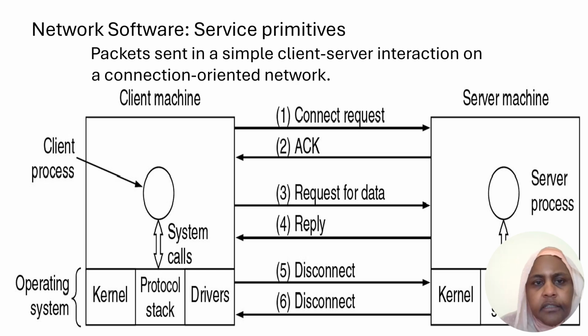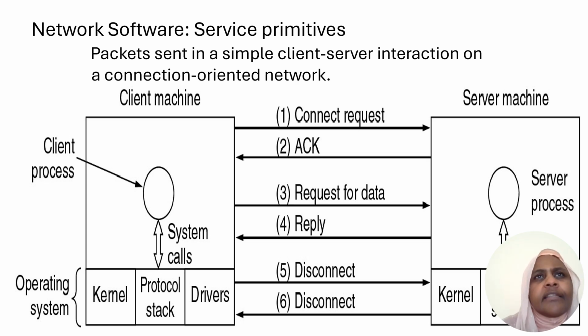In further detail, a client machine has a client process. This client process issues the connect system call. This is sent to the kernel, from the kernel to the protocol stack, then to the device drivers, then to the actual devices, the network devices. The connect request goes to the server, which is blocked listening for requests.